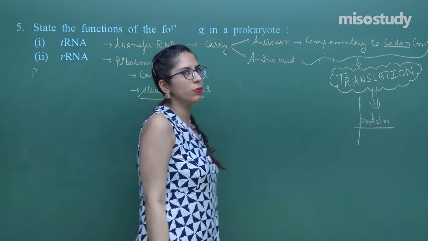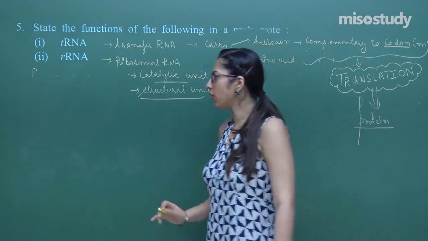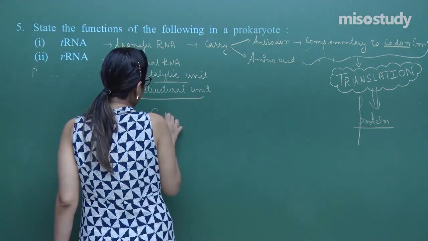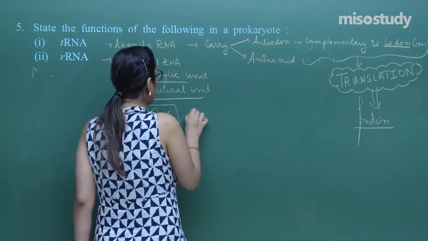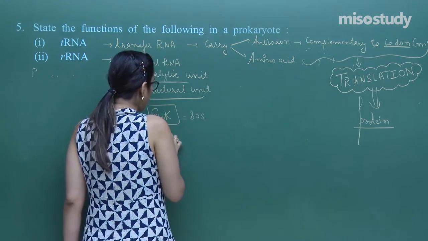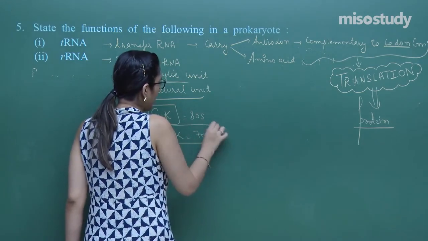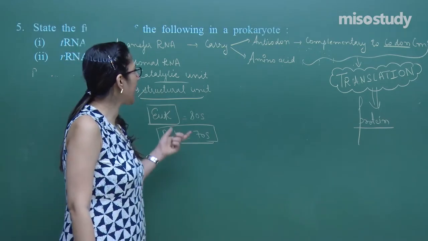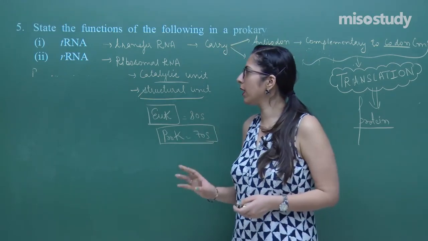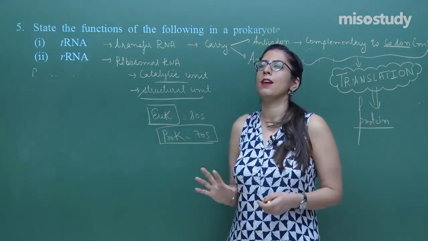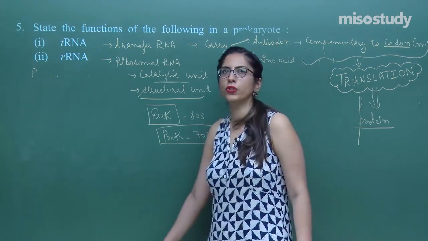Hope you remember the translation process where I discussed that first of all, the smaller subunit of the ribosome comes. When we talk about eukaryotes, let's take an example of eukaryotes. In eukaryotes, the ribosome present is of 80S. And in prokaryotes, the ribosome is of 70S. These are the two different ribosomes that are present. So they act as a catalytic and a structural unit and help in the process of translation, right? So we have discussed question number 5 regarding the functions of tRNA and rRNA. Now let's move to the next question, that is question number 6.